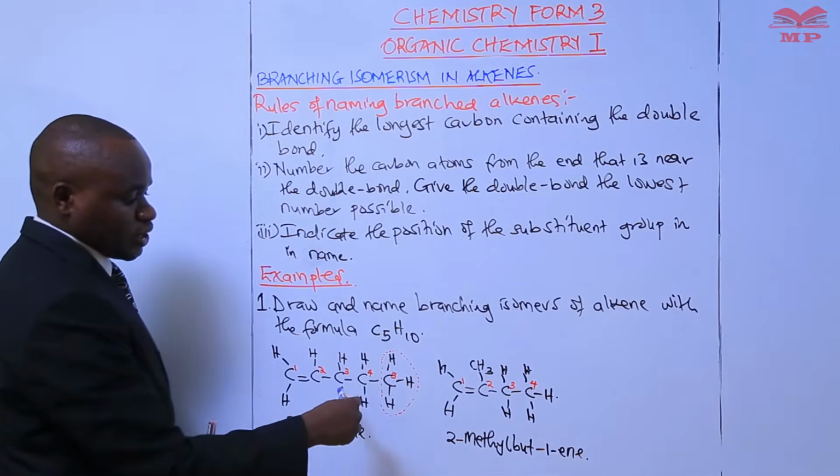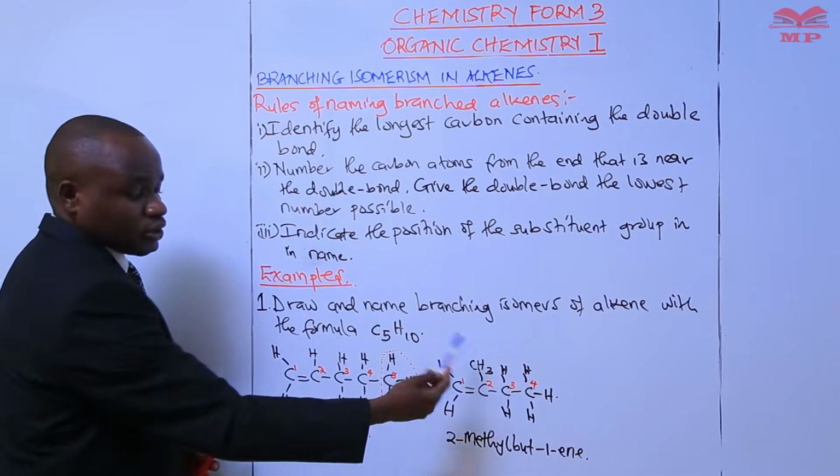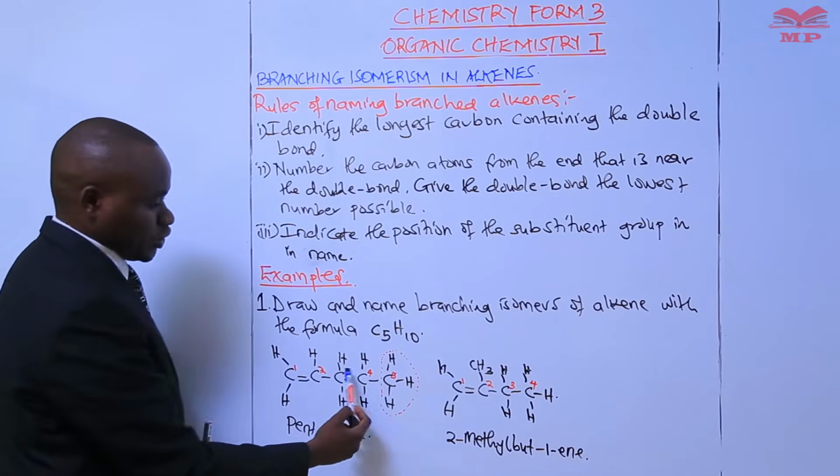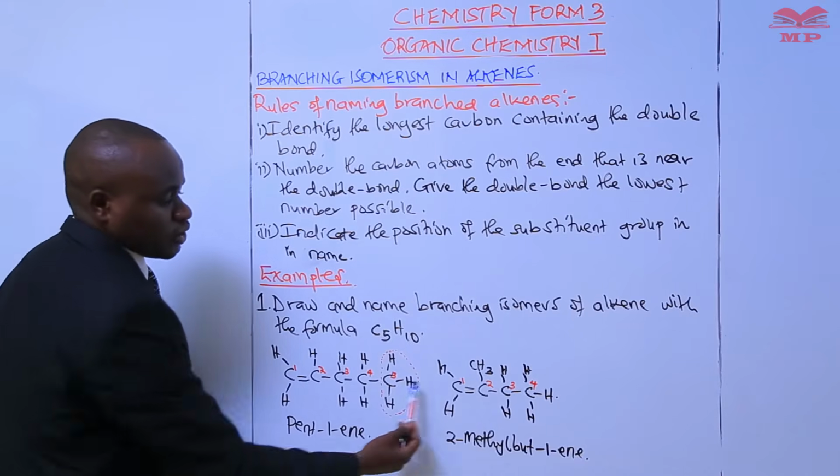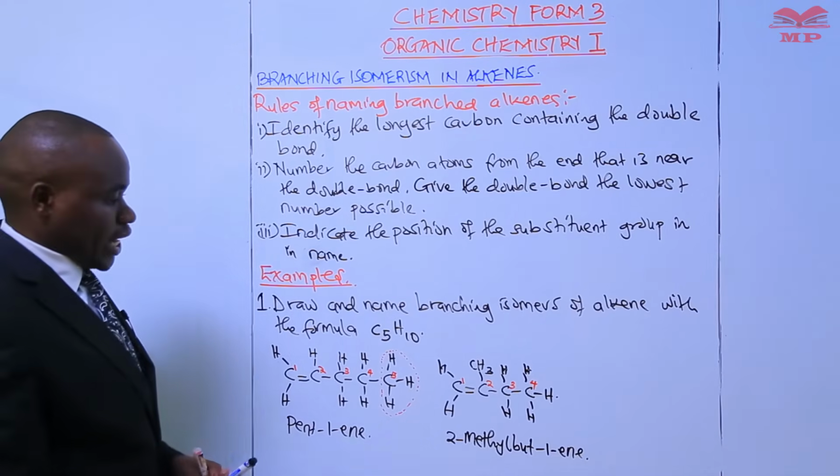You can see these 2 compounds have the same molecular formula. When you count the total carbon atoms in each, there will be 5. Total hydrogens in each, there will be 10. But the structures are different. Therefore, these 2, we call them isomers.